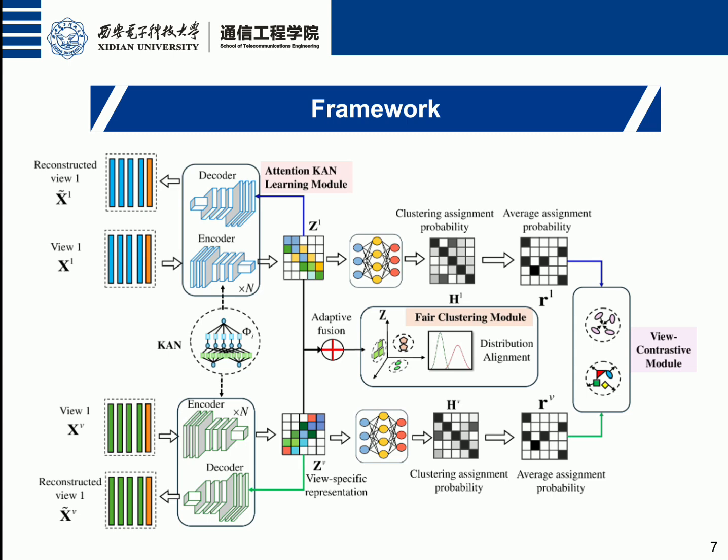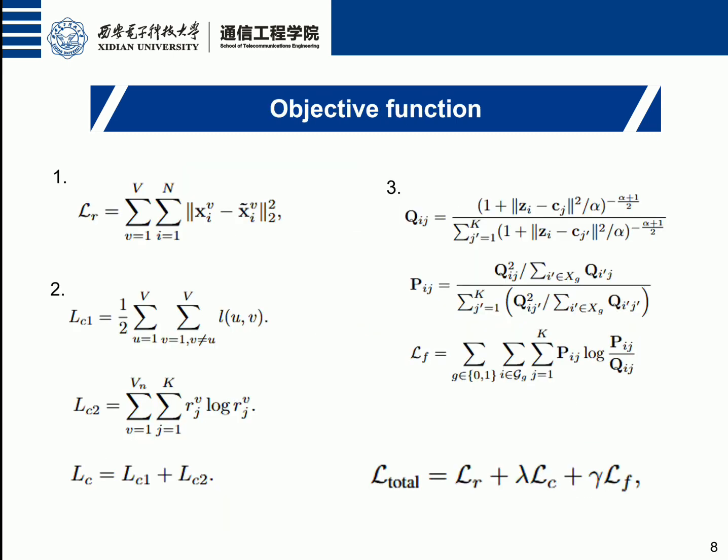We use a soft clustering method based on the Student's t-distribution to assign cluster probabilities to each sample. More importantly, we introduce a distribution alignment constraint during clustering to ensure that the cluster distributions are as consistent as possible across different groups or views, thus achieving fairness and preventing any single view or group from dominating the clustering.